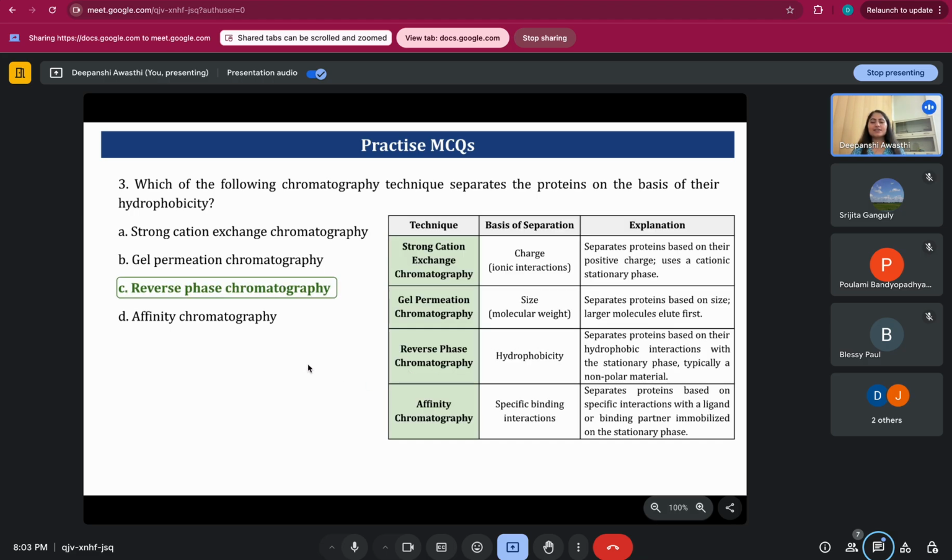Yeah, so right, the correct answer is reverse phase chromatography. I have also given a table to give you an idea of what these chromatography techniques are used for. Strong cation exchange chromatography separates on the basis of charge or ionic interactions. In gel permeation, the separation is on the basis of size. In reverse phase chromatography, the separation is on the basis of hydrophobicity. And in case of affinity, as the name suggests, it is about specific binding, so specific binding interactions can be checked with affinity chromatography. So the correct answer is reverse phase.